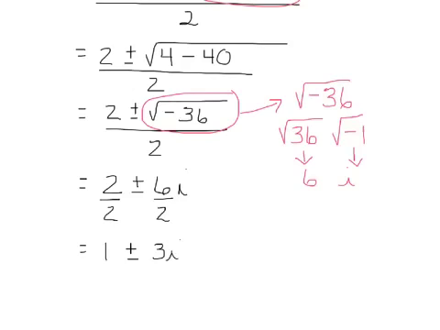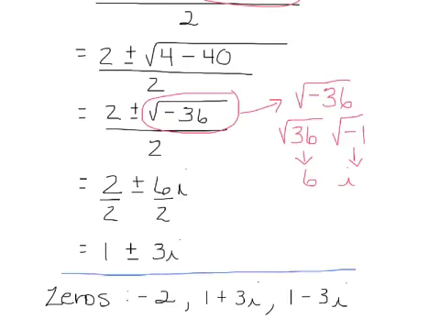So, keeping in mind we were asked to find all the zeros. So the zeros of this function, we were given the original 0 of negative 2, and we've now found 2 imaginary, or actually complex, zeros. So 1 plus 3i and 1 minus 3i. So the zeros of the function x to the third plus 6x plus 20 are negative 2, 1 plus 3i, and 1 minus 3i.